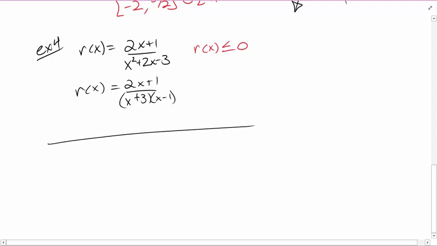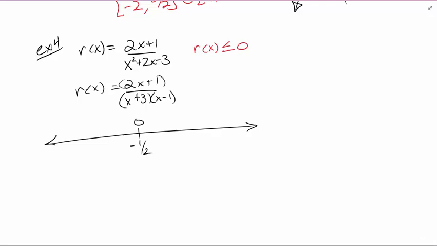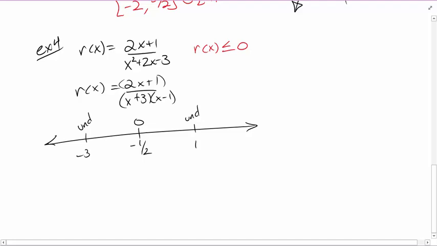And now I'm going to do a sign pattern for each of these factors. When do each of these factors equal 0? The numerator factor of 2x plus 1 equals 0 at negative 1/2. The denominator equals 0 at negative 3. That will actually yield an undefined because we're dividing by 0. The denominator also equals 0 at positive 1. That will also yield an undefined.